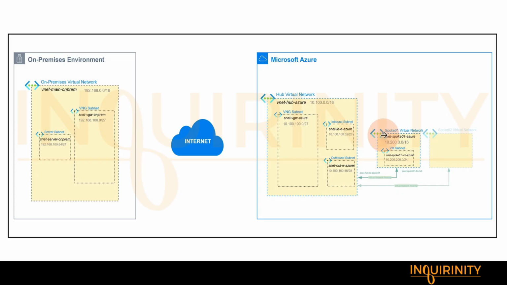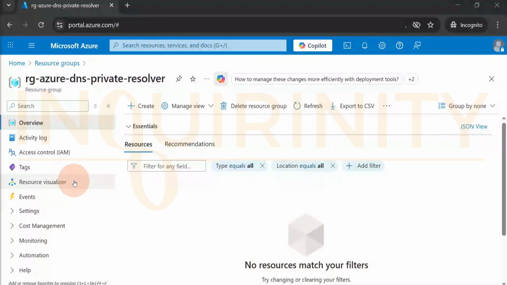So for now, we'll have the spoke 01 virtual network, and we will have one VM subnet for this spoke virtual network. We will follow the naming conventions for our virtual network, starting with the word VNet, and then the subnet will have SNet. So let's start with our quote-unquote on-prem environment, and we will create the virtual network.